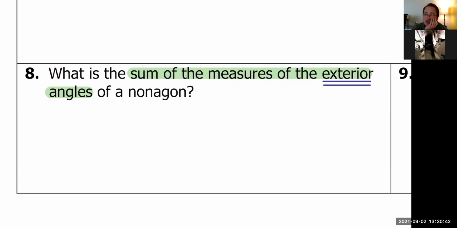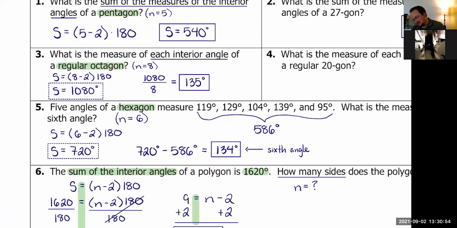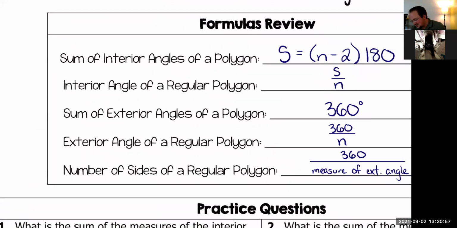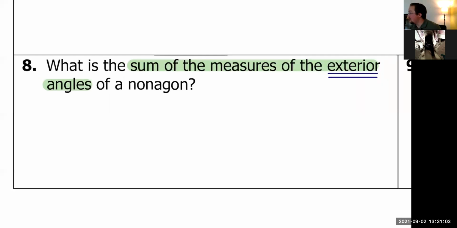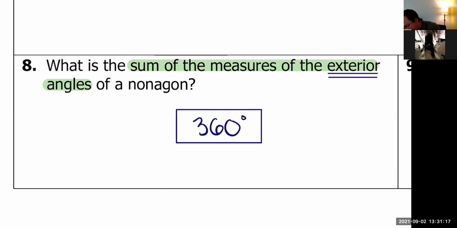The sum of the measures of the exterior angles, if I look at that little review box at the top of this page, it is 360, yes. Sometimes, especially when it's thrown in the mix of other problems, we fail to pause, read it carefully and think, oh, this is just 360. It doesn't matter how many sides it has. The sum of the measures of the exterior angles of any polygon will always be 360 degrees.